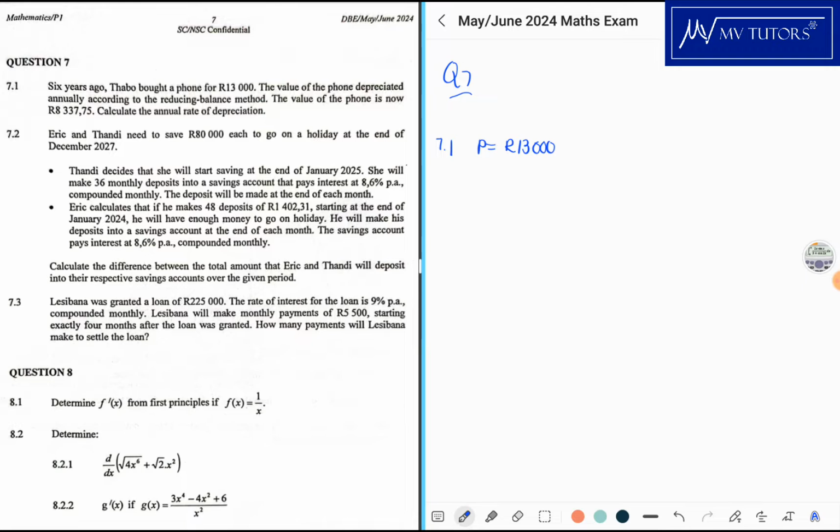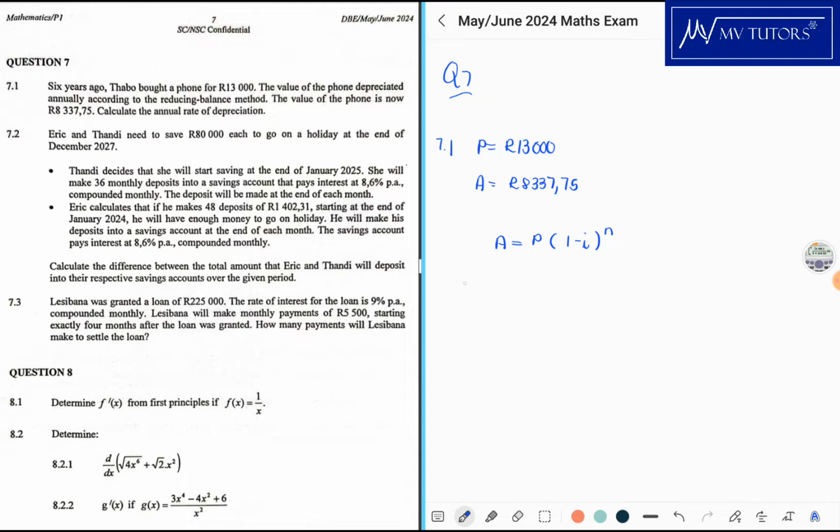The value of the phone is now 8,337 Rand and 75 cents. Calculate the annual rate of depreciation. Okay, so basically we're going to use this formula. Instead of a plus, we're going to have a minus because it's depreciating, to the power n. Okay, that's the reducing balance method.